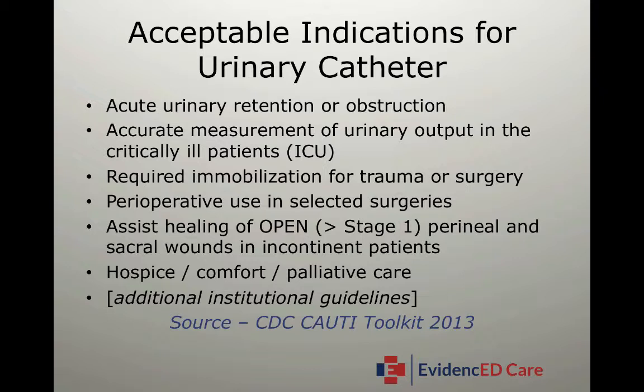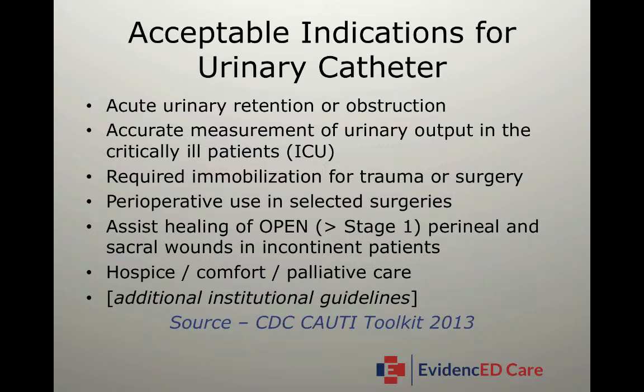Another important indication is for immobilization for trauma and surgery. So if you have a patient with a significant spine, pelvic, or hip fracture and they can't use a urinal, using a urinary catheter could be of use to them. And then there's also a case that we see quite frequently in the emergency department, and that is the assisting of healing of anything greater than a stage 1 perineal and sacral decubitus wounds in incontinent patients. So if there's any skin breakdown or deeper breakdown and the patient's incontinent, then a urinary catheter is indicated. Finally, hospice, comfort level, and palliative care patients are an accepted indication.